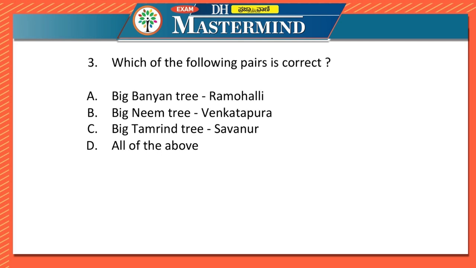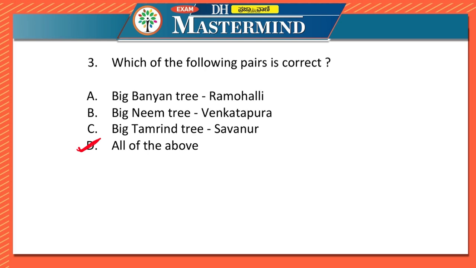Big banyan tree, it is in Ramohalli. Big neem tree, it is in Venkatapura. Big tamarind tree, it is in Savanur. D, all of the above. Here the answer is D, all of the above. This is one of the most important facts which is mentioned in our state textbooks.